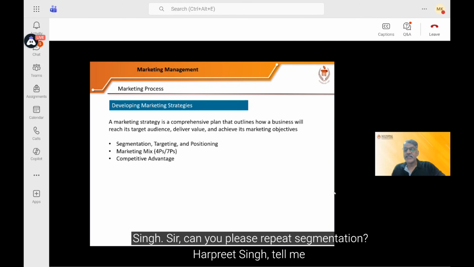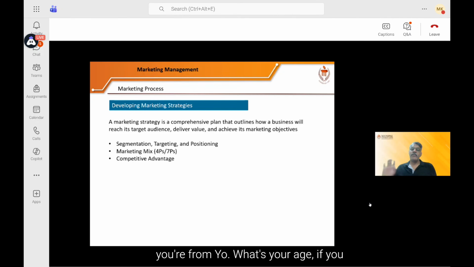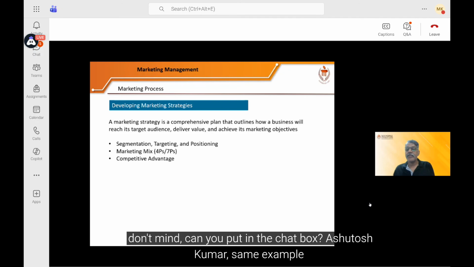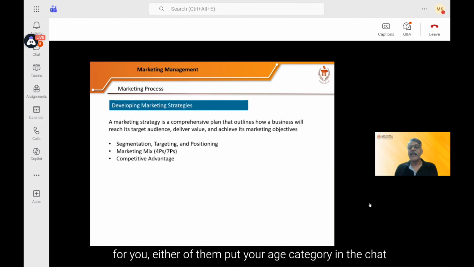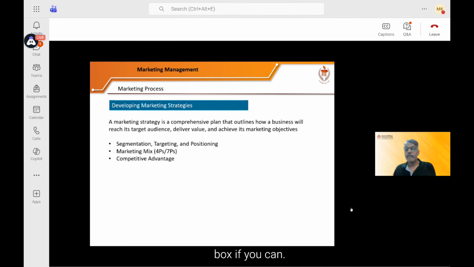Arpit Singh, sir, can you please repeat segmentation? Arpit Singh, tell me, what's your age? If you don't mind, can you put it in the chat box? Ashutosh Kumar, same question for you. Either of them, put your age category in the chat box, if you can. Yes.